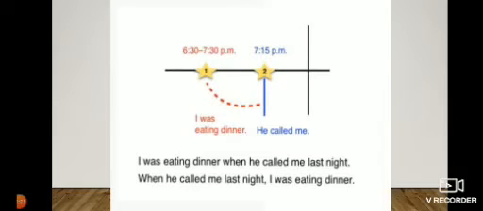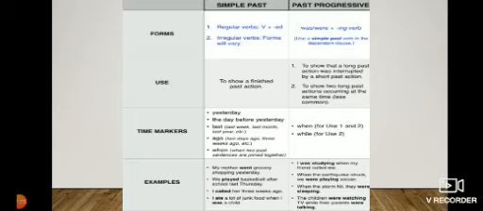For more clarity, again I'm showing you the comparative chart. For simple past tense, you use the rule for regular verbs: subject plus second form. Here you use was, were plus verb first form plus ing. Here the action is finished, but here there is some action which was going on for a long time.